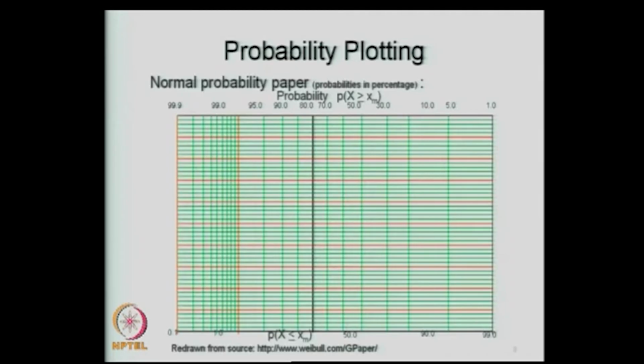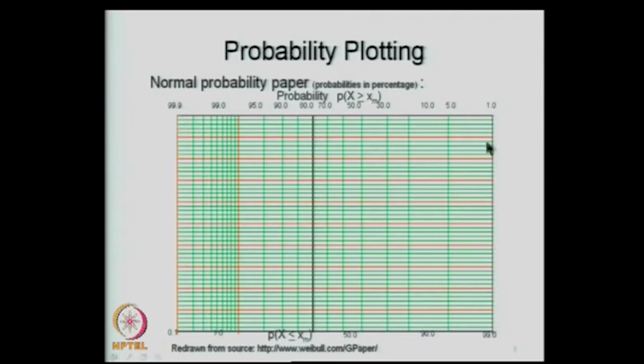So, this is how it appears. The normal probability paper will appear like this. These probability papers are commercially available. You can also get them from the internet from various sources. What we have done is, this one is redrawn from the Weibull.com website, which provides the normal probability paper, as it indeed provides probability papers for Gumbel distribution and other distributions.